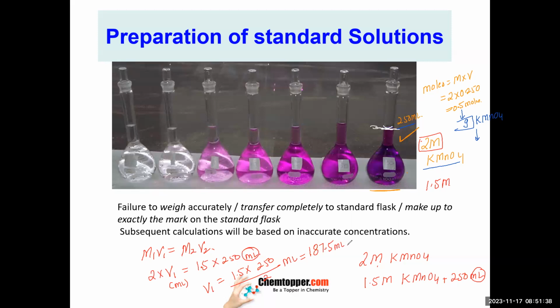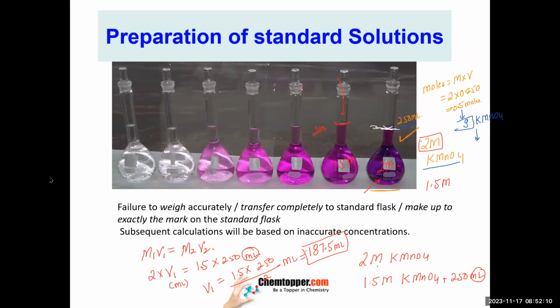Now what you are going to do? You will take 187.5 ml. This is the answer. You will take 187.5 ml of this solution, put it in a new volumetric flask of 250 ml, add water, bring it up to this level, shake it properly, and this is 2 molar, this is 1.5 molar. See, you are using dilution law.